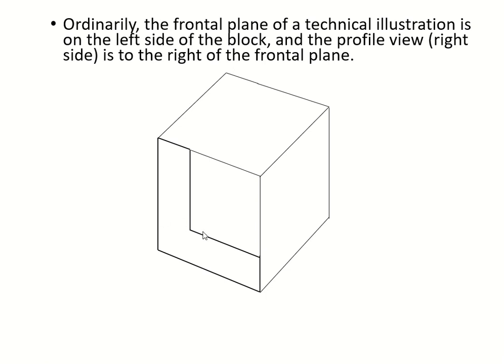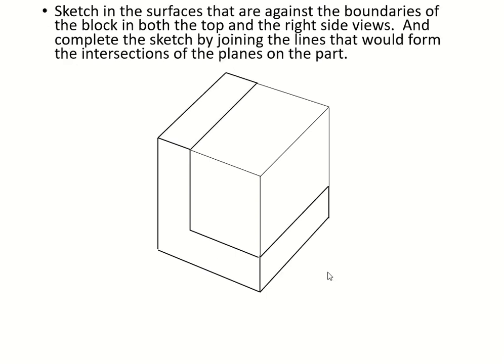So the frontal plane, right, is your left side of the block, and the profile view is the right side, to the right of your frontal, which is this guy, or the plane. Okay. So your front, your top, and then your right side view. Okay. So we'll just draw according to these edges, right, straight.